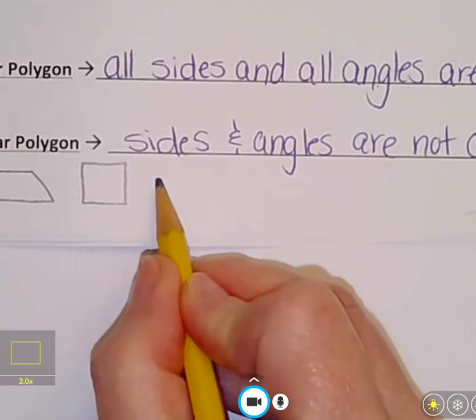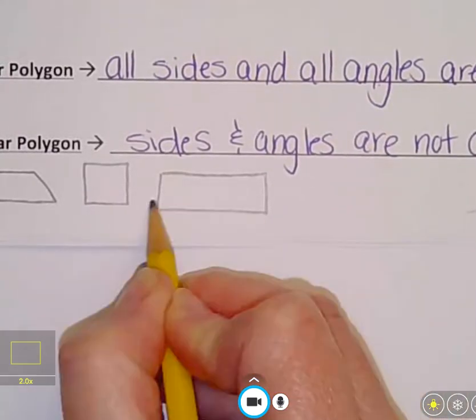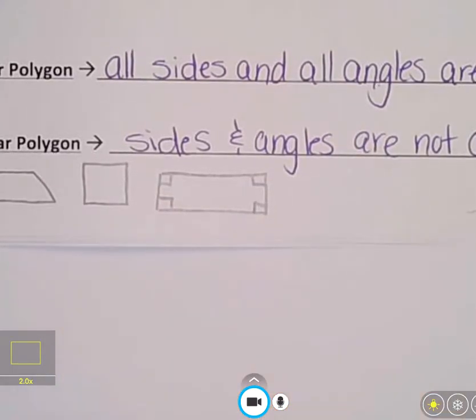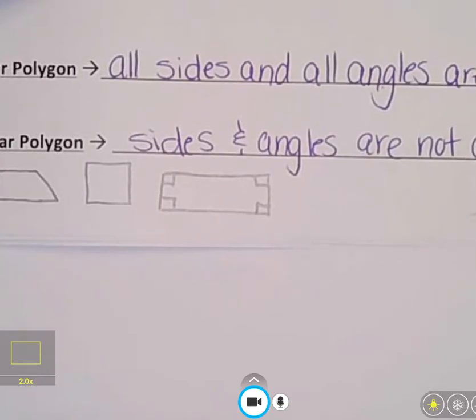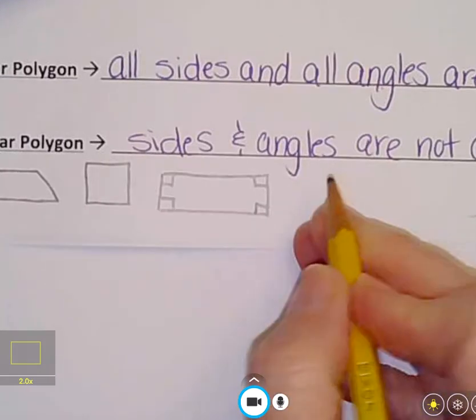Another example, let's look at a rectangle. Maybe you have a shape where we can mark all of the angles congruent. And that's great, but unless all of the angles and all of the sides are congruent, it's not regular. Here's another guy.